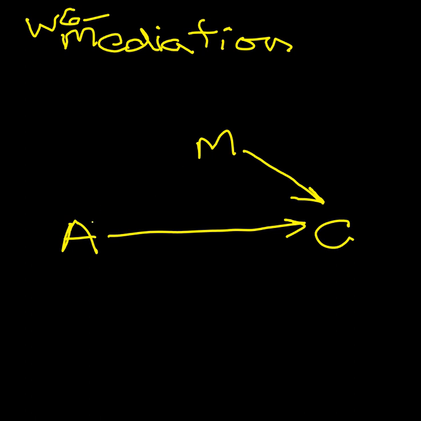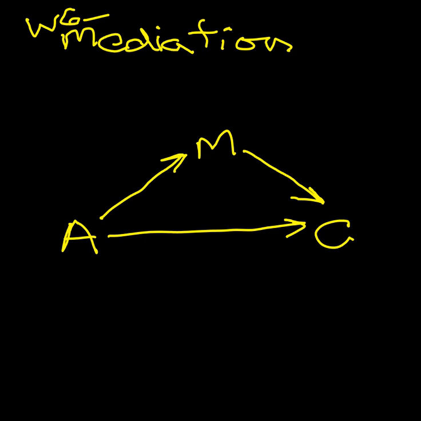But what happens if there's a relationship, and I'm not talking about a relationship where these are both correlated, that's multicollinearity, but instead where there is a causal linkage between A and this other variable. And let me see if I can draw that a little bit better. There we go. So there's a relationship so that the effect of A on C goes through M.